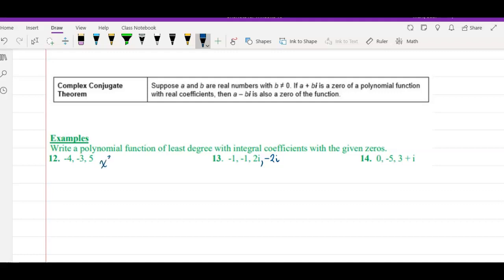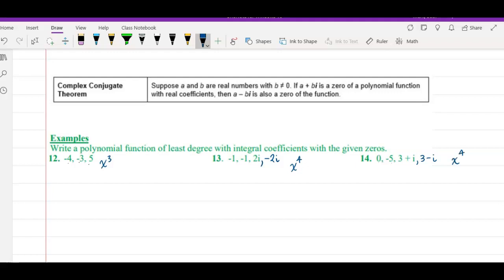x cubed, because there are 1, 2, 3 zeros, 3 roots that were given. This one, they only give us 3, but we know that we have to add the other imaginary partner here, which is negative 2i. So this one's going to be at least x to the 4th. And right here, we have 0, negative 5, and 3 plus i. That seems like 3, but remember, we also have to have 3 minus i. So what does this look like? That's going to be to the 4th degree again.